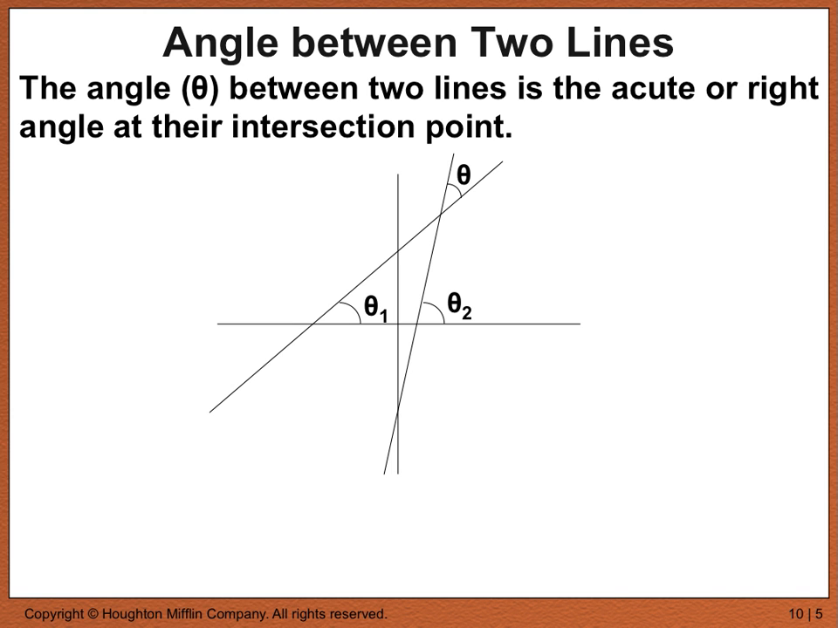Now, again, just to clarify what we mean by an angle between lines. If you look at where the arrow is pointing now, you can see that these two lines intersect at a point, and we can consider two angles. There's an obtuse angle that the two lines make. There's also an acute angle that they make. And so, by definition, the angle theta between two lines is always the acute or right angle. It's not the obtuse angle.